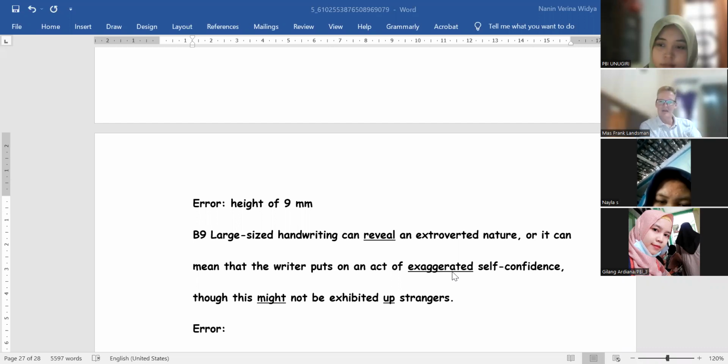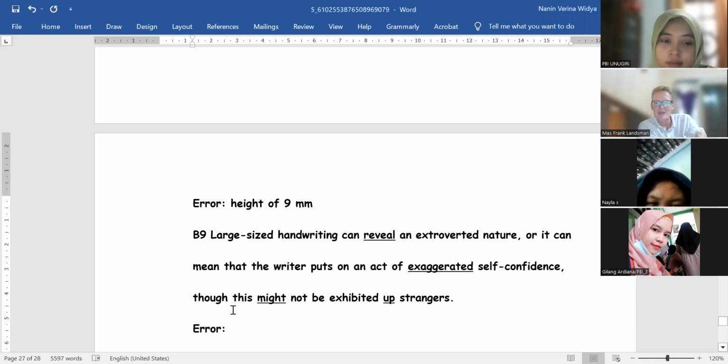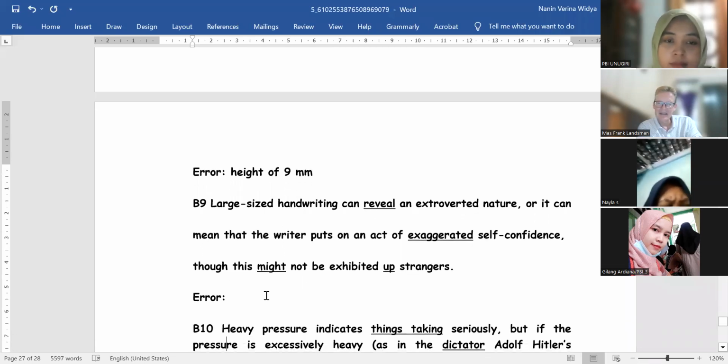So large size handwriting, kalau ukurannya besar, ya, tulisan tangan, can reveal an extroverted nature. Jadi semakin besar semakin extrovert. Or it can mean that the writer puts on an act of exaggerated self-confidence. PD-nya lebay di bahasa Indonesia. Though this might not be exhibited up strangers. One mistake. Which one sounds strange when you read it? Or looks strange? Yang mana yang aneh dengarannya? When you read it aloud, which one sounds strange?